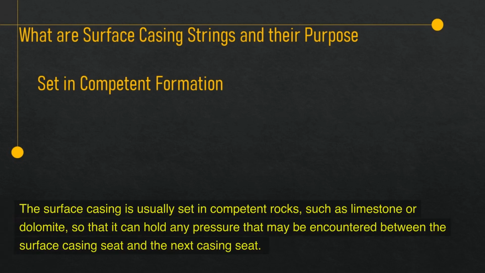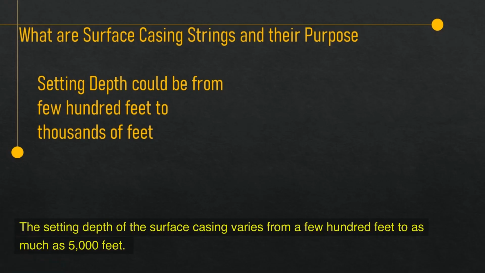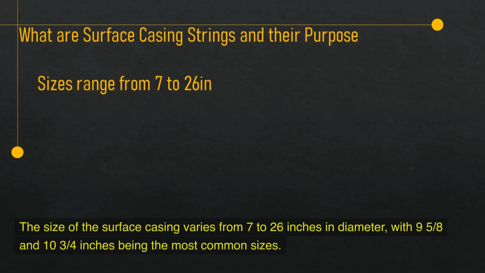The surface casing is usually set in competent rocks, such as limestone or dolomite, so that it can hold any pressure that may be encountered between the surface casing seat and the next casing seat. The setting depth of the surface casing varies from a few hundred feet to as much as 5,000 feet. The size varies from 7 to 26 inches in diameter, with 9 5/8 and 10 3/4 inches being the most common sizes.